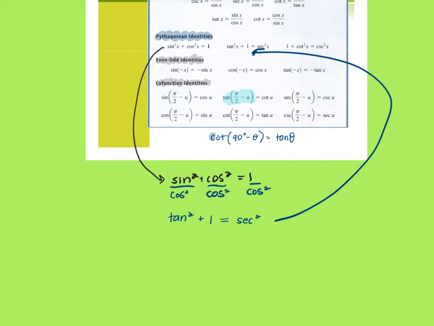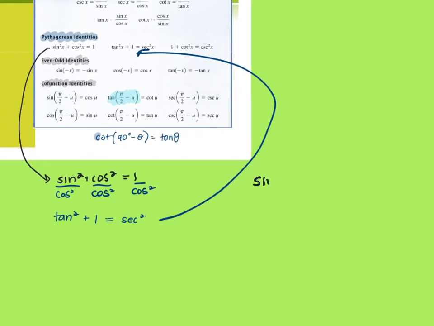If I start with sine and cosine again, sine squared plus cosine squared equals 1, and I divide them all by sine this time.